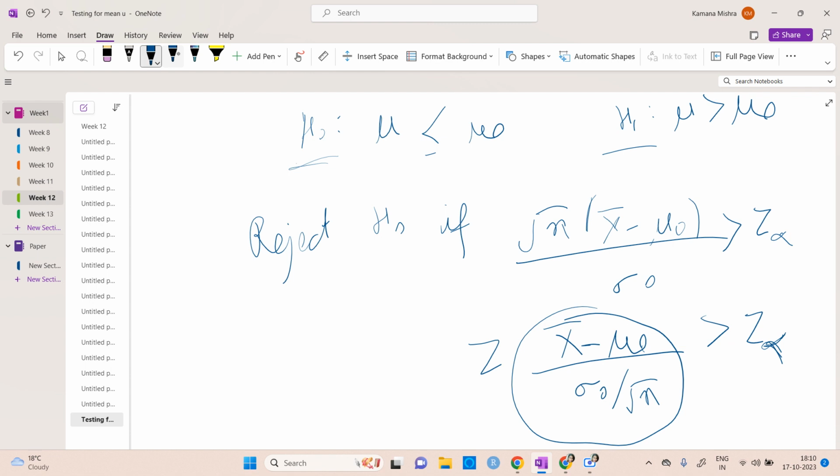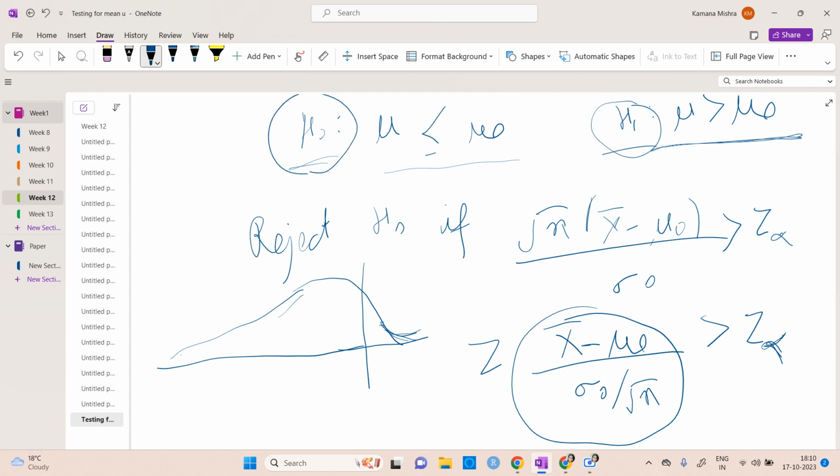Why? Because this is our null hypothesis. Let's say up to this point is our null hypothesis, and if we go beyond this, then we are rejecting it, because in that part H1, mu greater than mu naught, holds. If mu is greater than mu naught, that means the alternative hypothesis is true, and the null hypothesis is rejected.